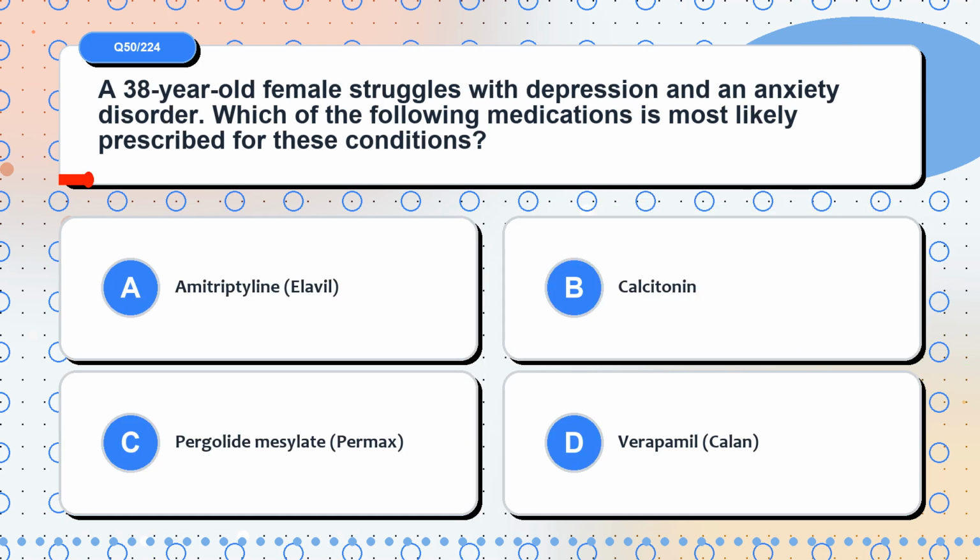Question 50. A 38-year-old female struggles with depression and an anxiety disorder. Which of the following medications is most likely prescribed for these conditions? Here are the options. Option A, amitriptyline (Elavil). Option B, calcitonin. Option C, pergolide mesylate (Permax). Option D, verapamil (Calan).